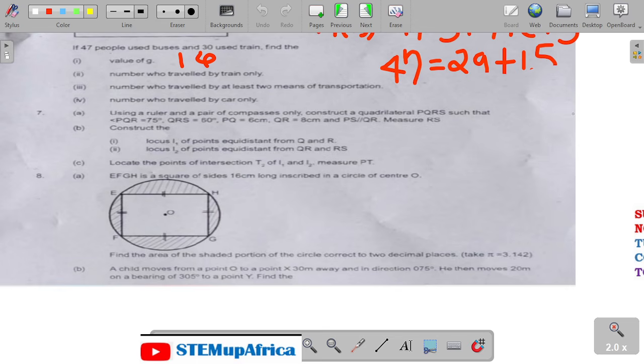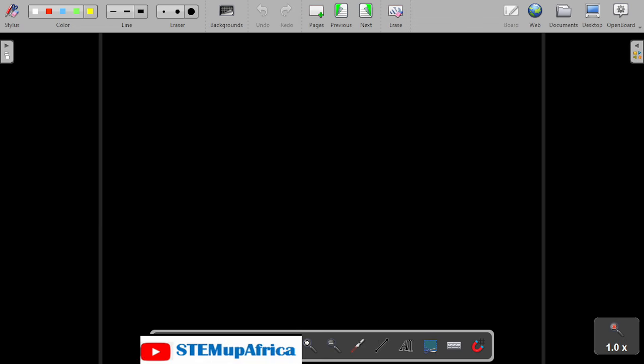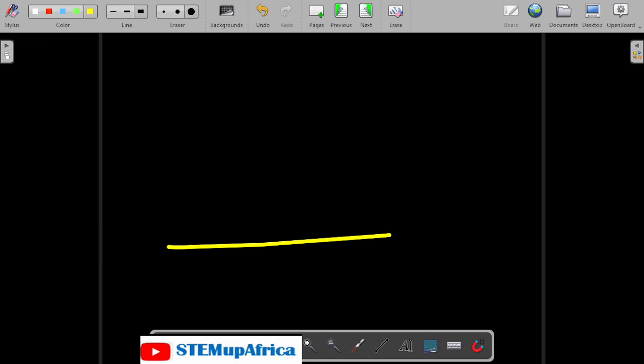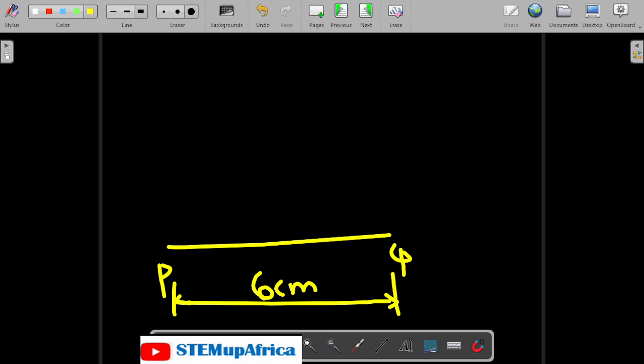I'll just demonstrate it with my hand, but if you want to solve, you have to use the instruments they mention here, a ruler and pair of compasses only. So let's start with PQ as 6. You draw a straight line and you mark out 6 centimeters on it. So let's say here's PQ. The length from here to here, you have to use a ruler to measure this, is 6 centimeters.